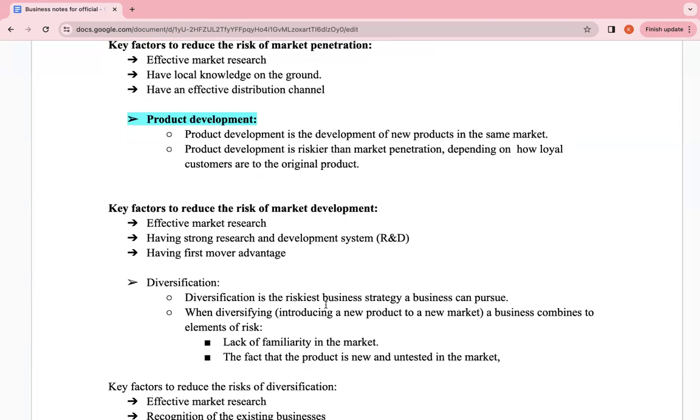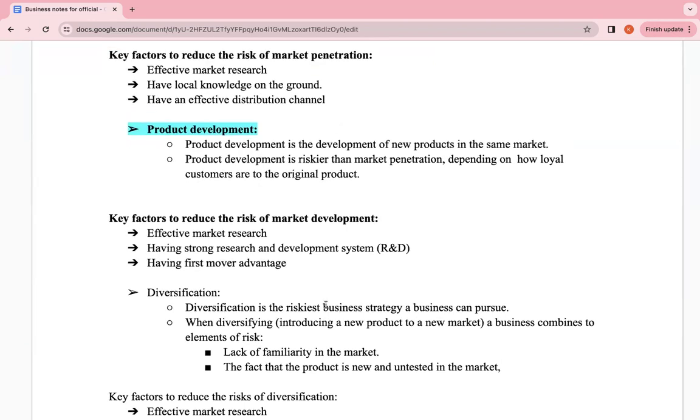Product development is basically the development of new products in the same market. It's riskier than market penetration, depending on how loyal the customers are to the original product. Meaning that if the customers trust the brand, love the brand, and are loyal to the brand, then they will probably be loyal to the new product that the brand is launching as well. Key factors to reduce the risk of product development are effective market research, having a strong research and development system, R&D, but remember, R&D is costly, and having first mover advantage, meaning they are the first to implement this in the market. So they lack competitors, and they are seen as the ones who originally made the product. That will definitely give them an edge in the market.